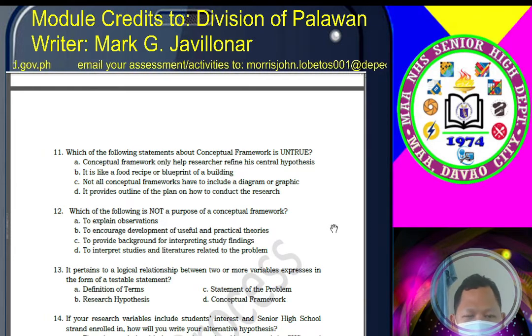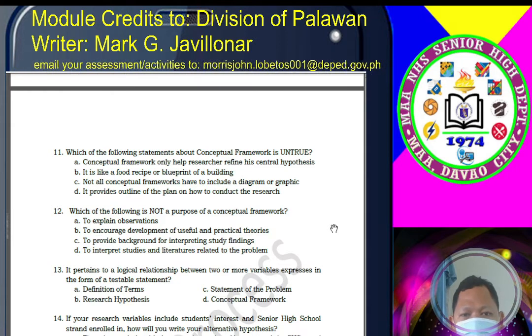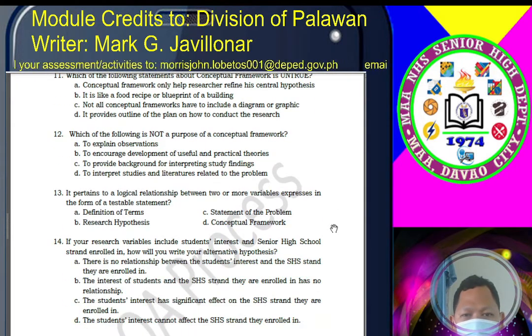Okay, the correct answer is letter C. Okay, 12. Which of the following is not a purpose of a conceptual framework? A. To explain observations. B.